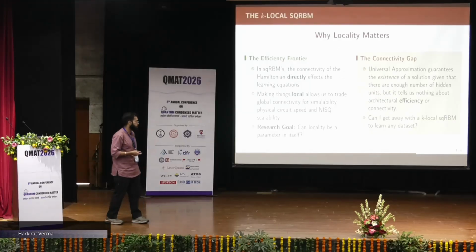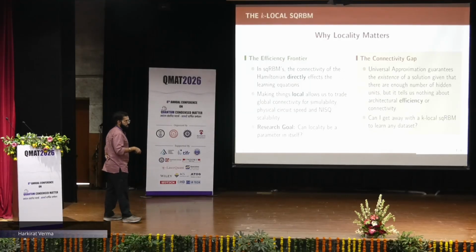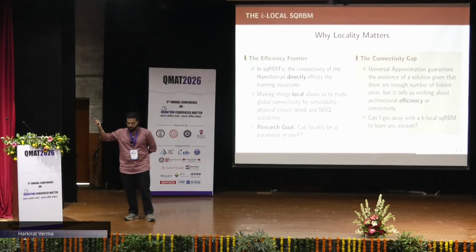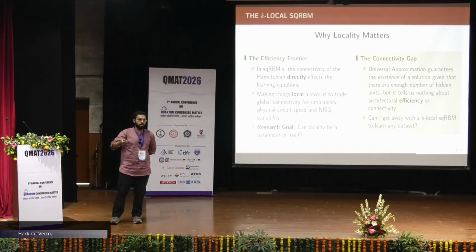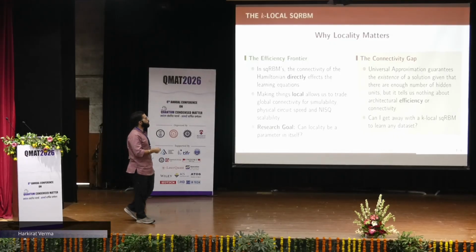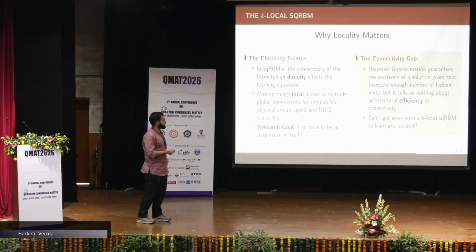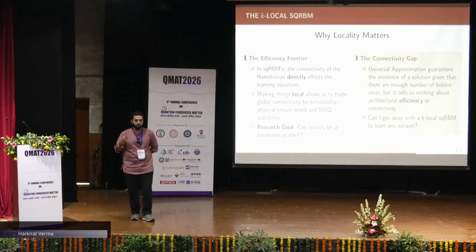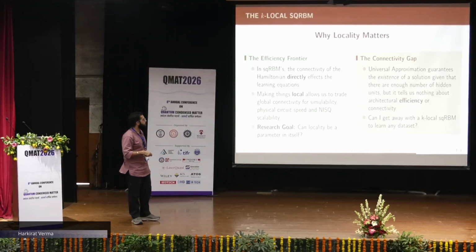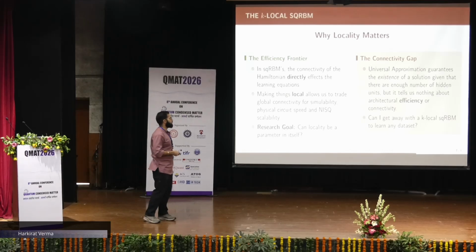Things on a quantum computer, right? And the second thing is that there is the connectivity gap, where the usual arguments about the hyperparameterization of a system are based on the universal approximation theorem, which says that you just need enough hidden units to guarantee the existence of a solution to a general machine learning problem. They don't talk about the efficiency of how you do this, nor do they talk about the connectivity. So I'm going to take this a little further and now talk about connectivity.